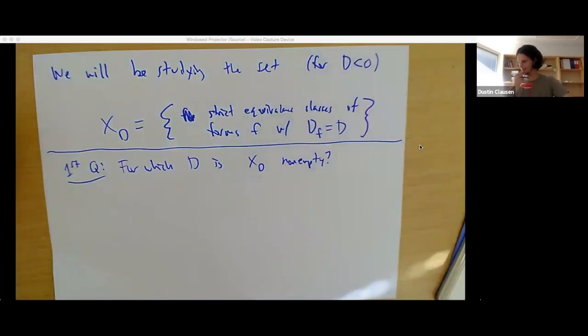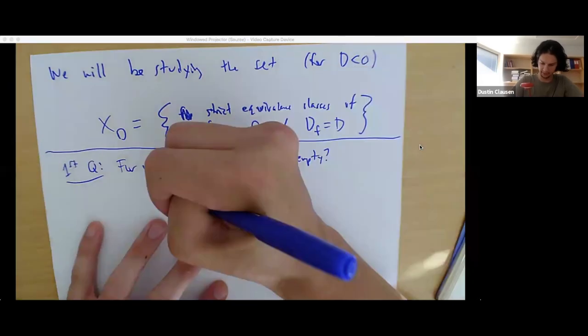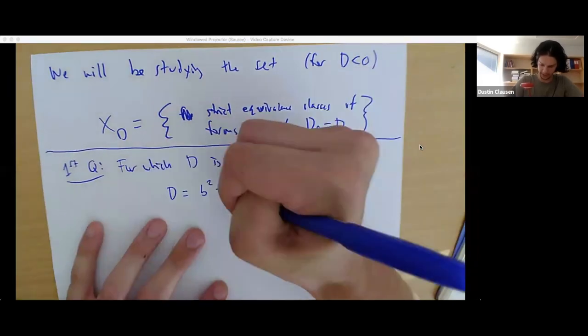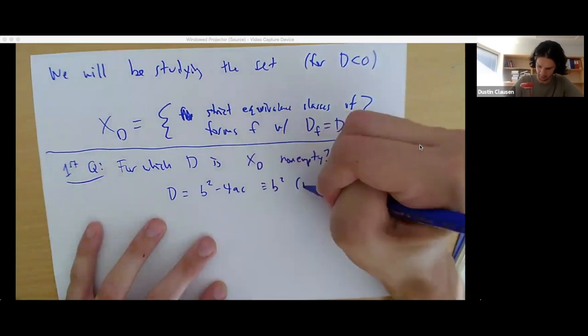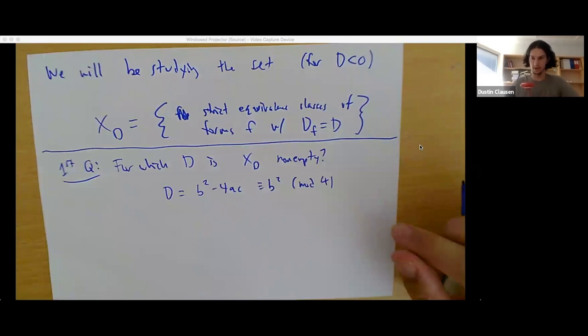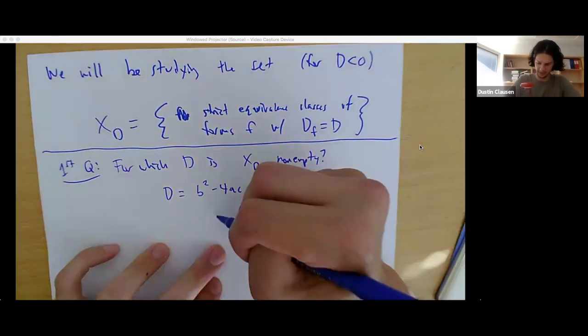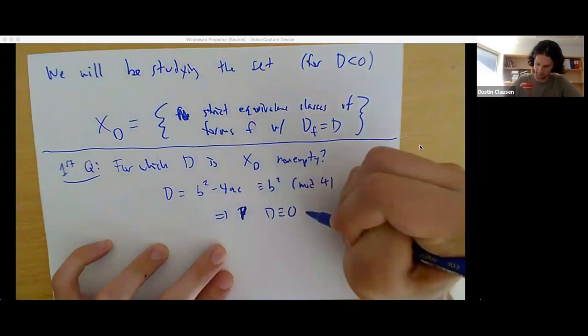So, note that by definition, D is equal to B squared minus 4AC. So it's congruent to B squared mod 4. In other words, D has to be a square mod 4, which means that D has to be congruent to 0 or 1 mod 4.